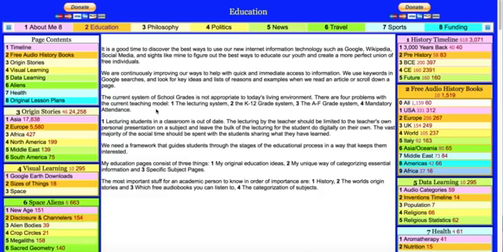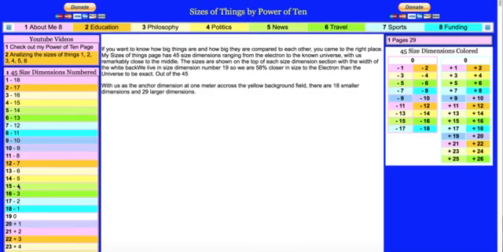To my sizes of things page. This is what I have written about that.